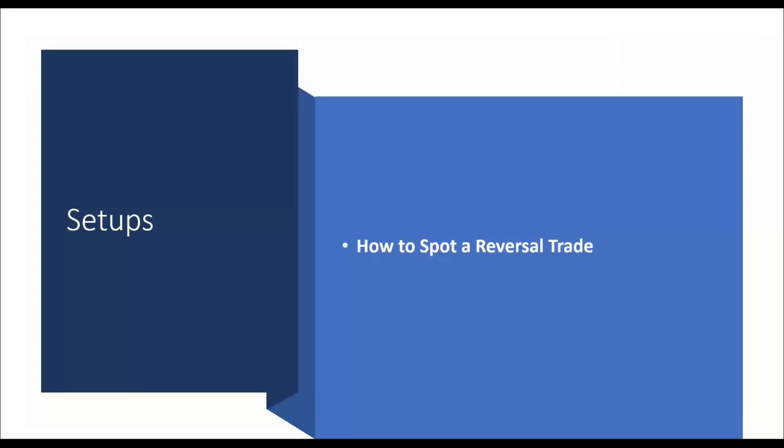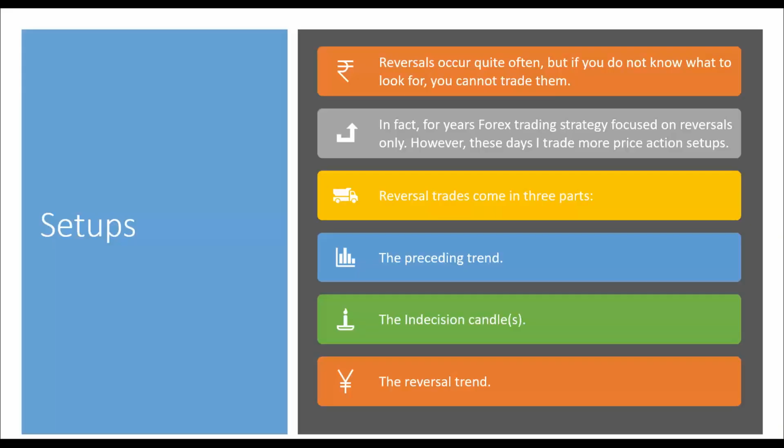So you could look for a reversal trade, the one we were talking about. Reversals occur quite often. Reversals come in three parts: the preceding trend, the indecision candles, and the reversal trend. But what I'm talking about is we've used candlesticks without memorizing any patterns to read the story of price, to begin to make a decision, to understand who's controlling the market, and to find a setup for where we might consider entering a trade.